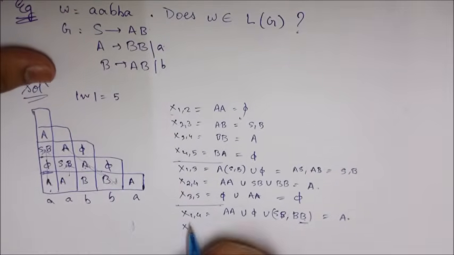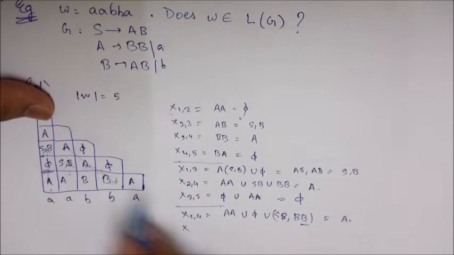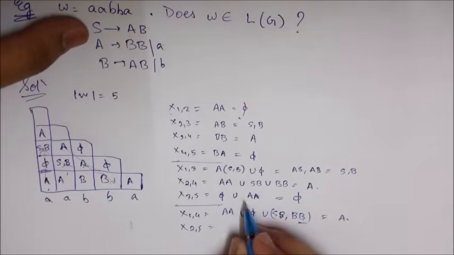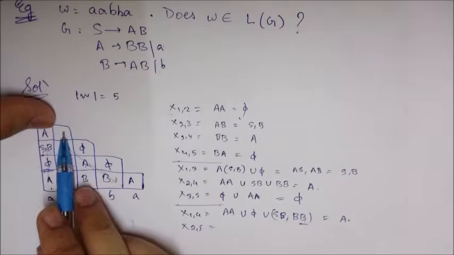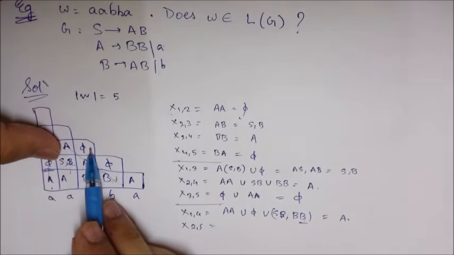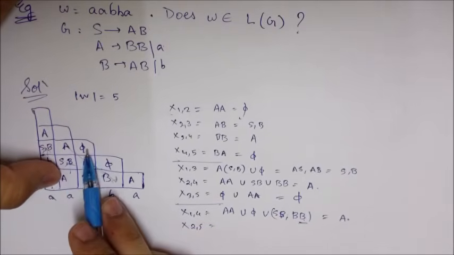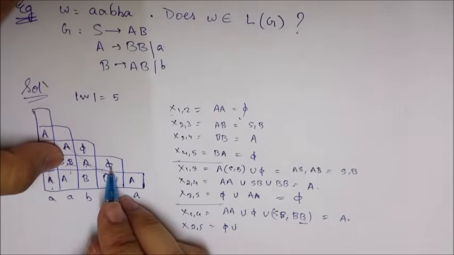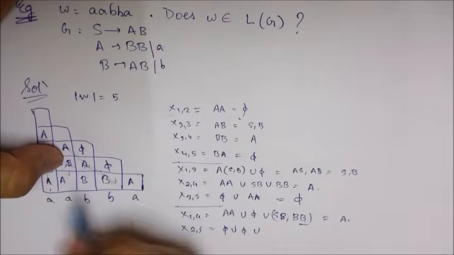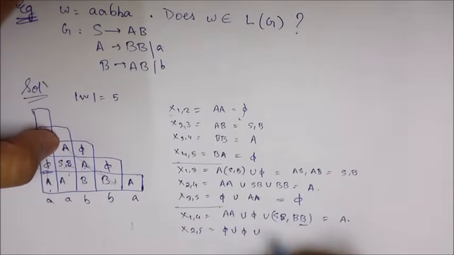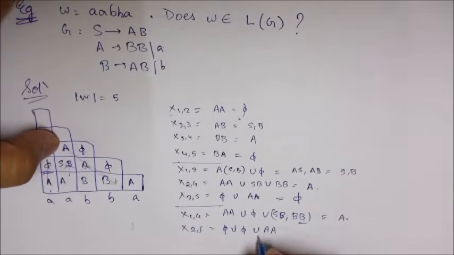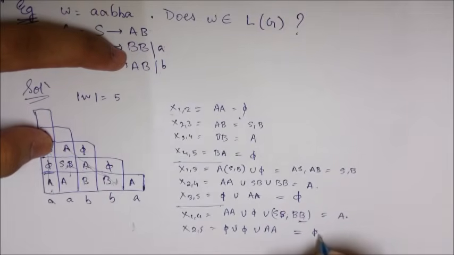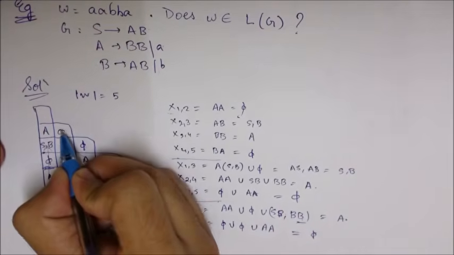Now next value x of 2 comma 5, this one is, again we take two paths, A from here to here and from here to here, so A into 5, which is 5 union SB into 5, which is again 5 union A into A, which is double A. Now double A is not there anywhere in the production, so this value is 5. Update the table.